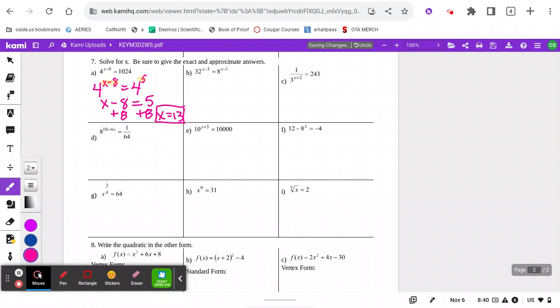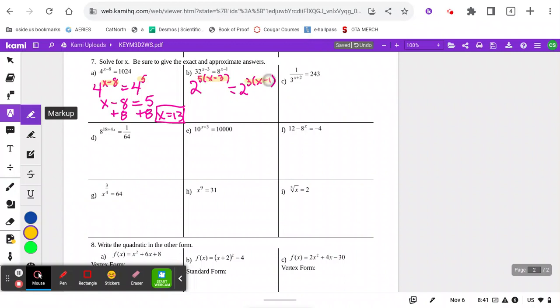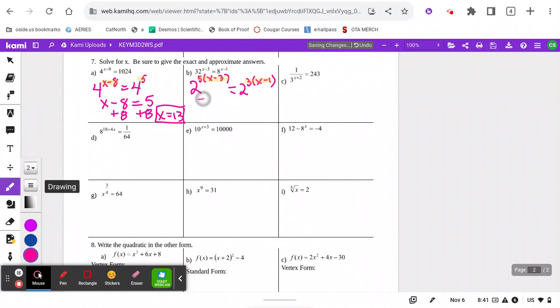Next, we need to set these up into a same base. For example, 32 is 2 to the fifth, and 8 is 2 to the third. Now that we have the same bases, we can set up these exponential equations and solve. So we get 5x minus 15 when I distribute, 3x minus 3, subtract 3 x's from both sides and get 2 x's, add 15 to both sides and get 12. I get x equals 6 as the final answer. Let me know if you have any questions on solving those.